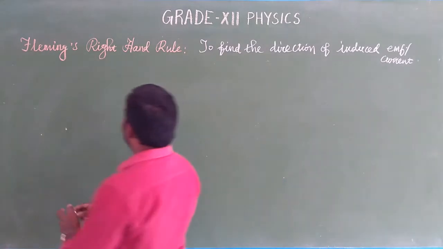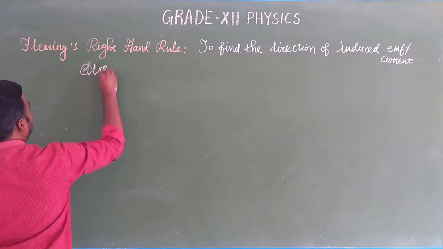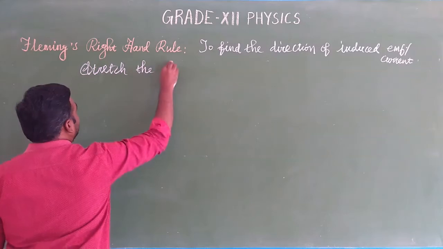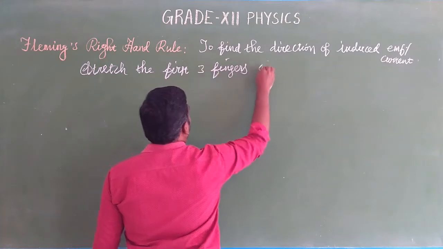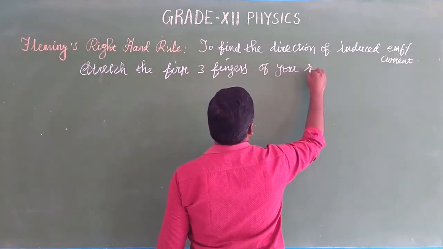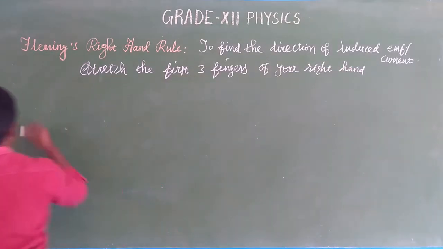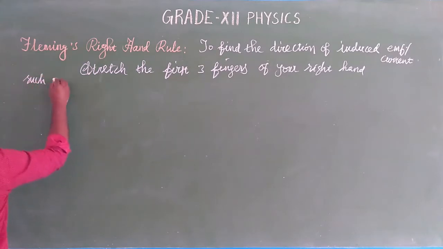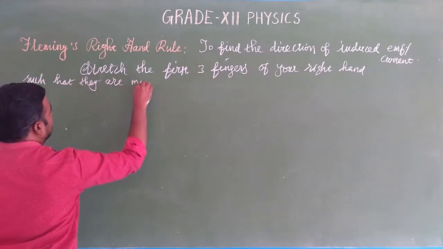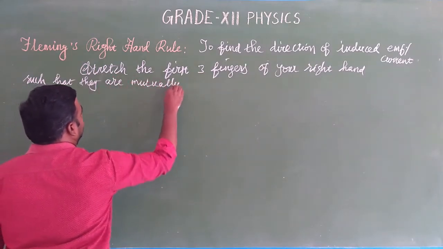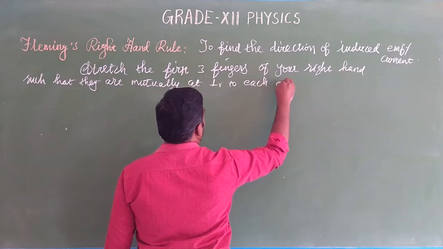Okay. So what is the law? Stretch the first three fingers of your right hand such that they are mutually perpendicular to each other. But we should not change the order.